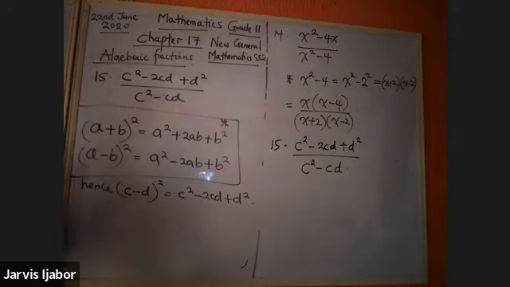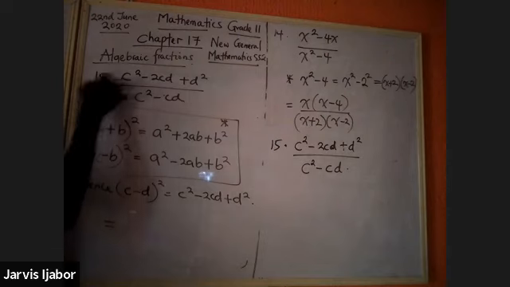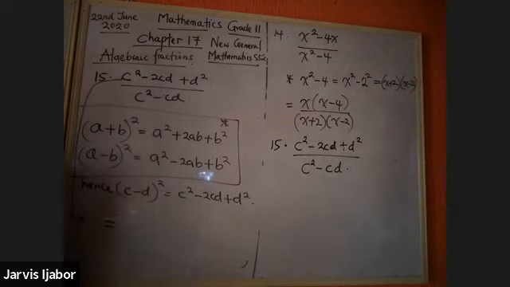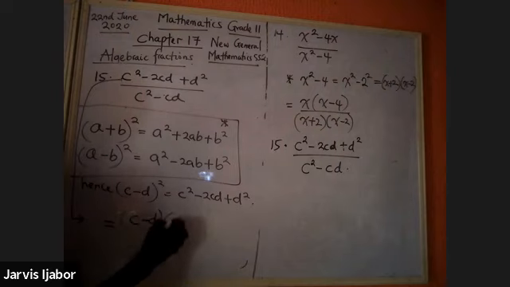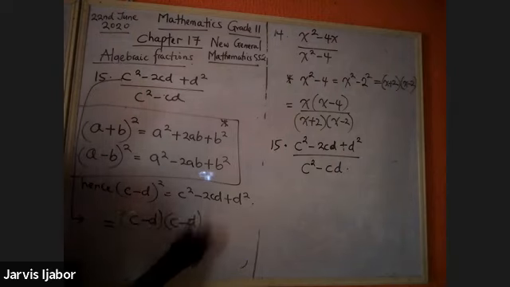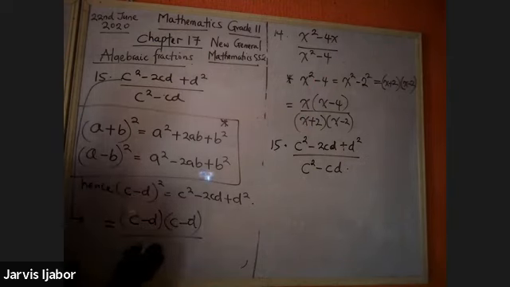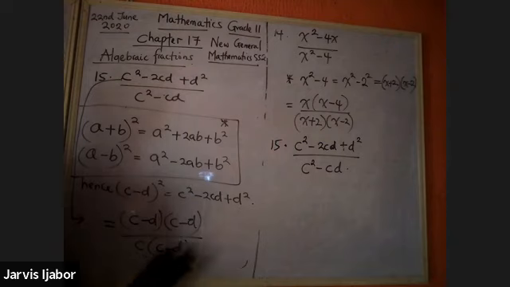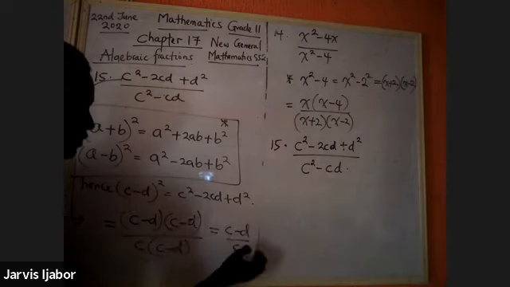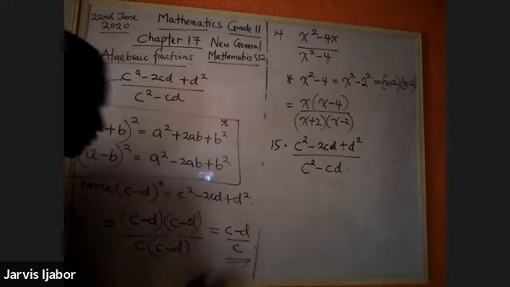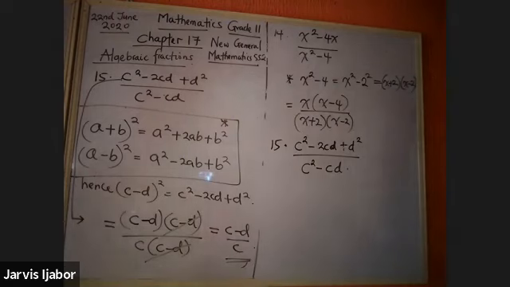So if that is coming in handy, it means that from here, you're going to have c minus d into c minus d twice, divided by c into c minus d. And your answer becomes c minus d over what? c. c minus d over c. Hello?